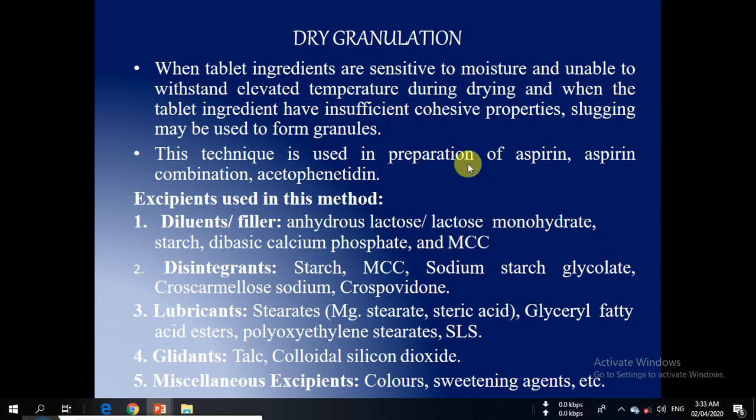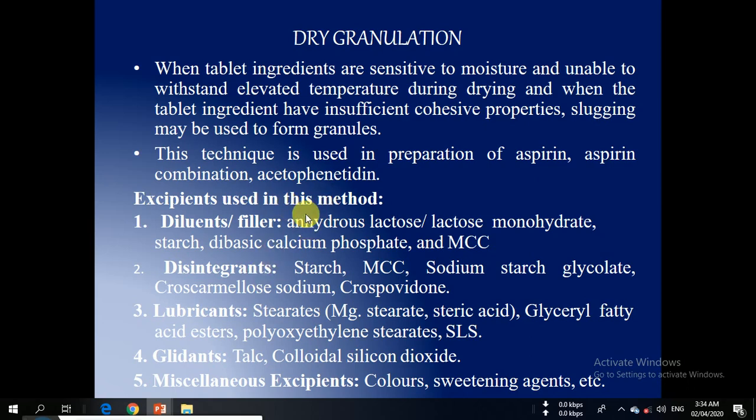So there are some tablets which can be prepared by both dry granulation and wet granulation methods. In wet granulation the granules become wet, and in dry granulation the granules remain dry. The technique is used especially in the preparation of aspirin tablets. They are preferred by the dry granulation technique.